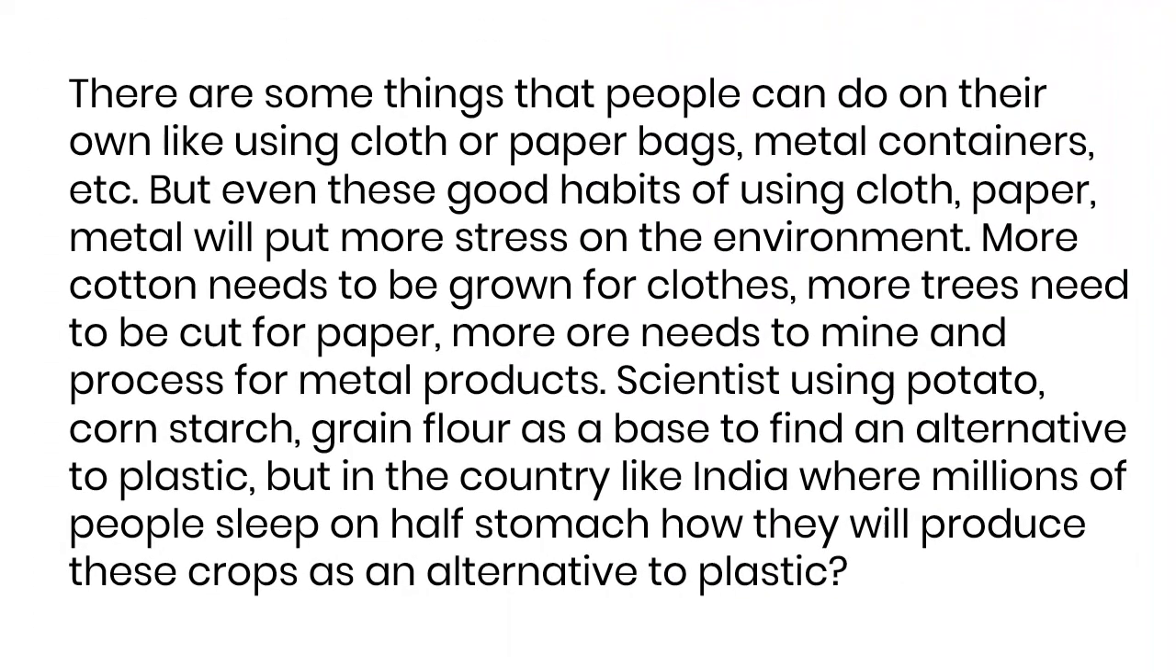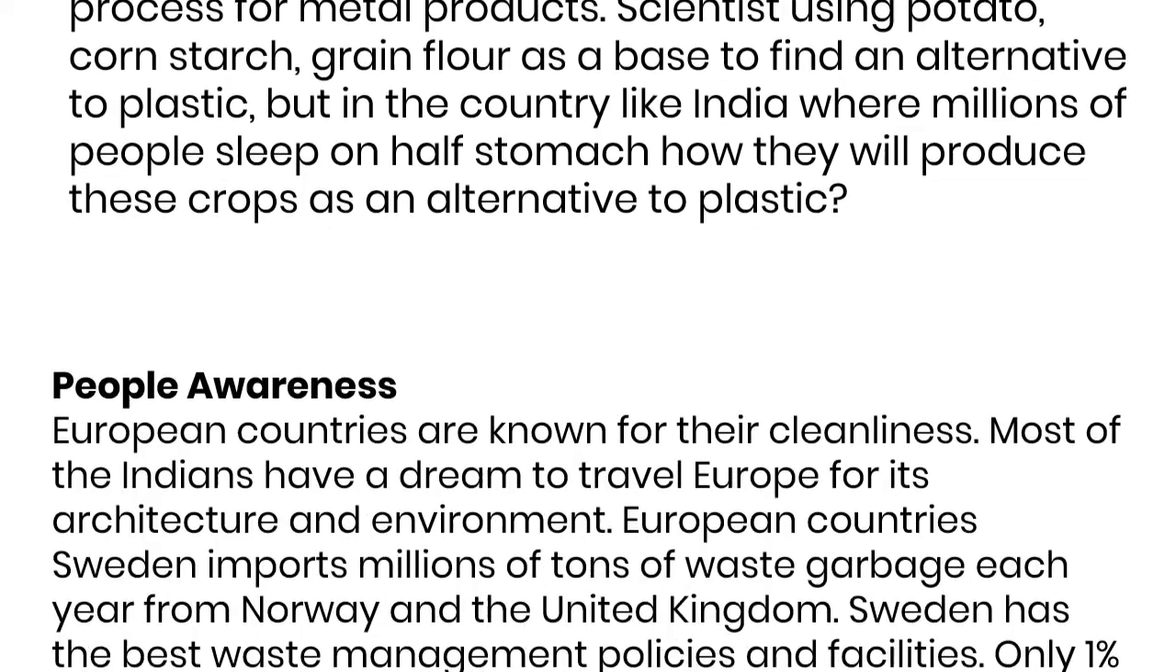There are some things that people can do on their own, like using cloth or paper bags, metal containers, etc. But even these good habits of using cloth, paper, and metal will put more stress on the environment. More cotton needs to be grown for clothes, more trees need to be cut for paper, and more ore needs to be mined and processed for metal products. Scientists are using potato, cornstarch, and grain flour as a base to find an alternative to plastic. But in a country like India, where millions of people sleep on a half stomach, how will they produce these crops as an alternative to plastic?